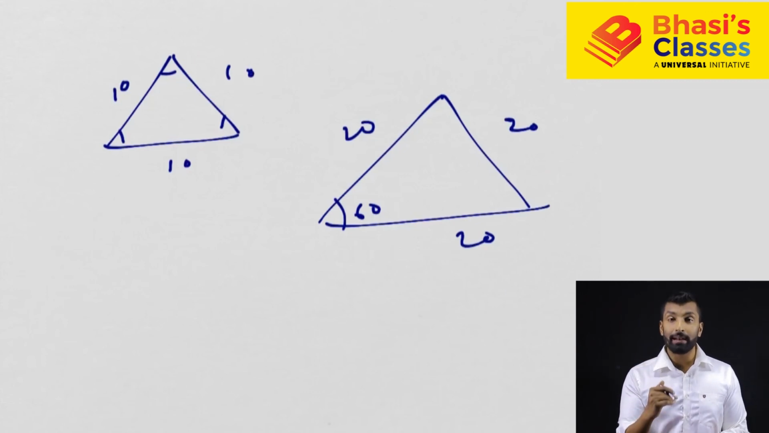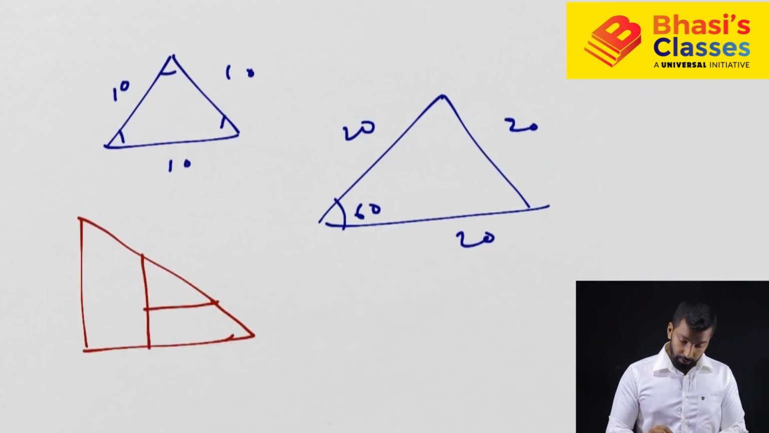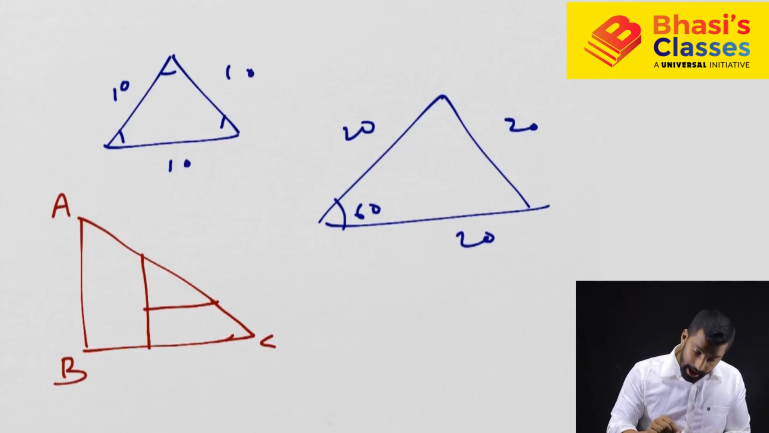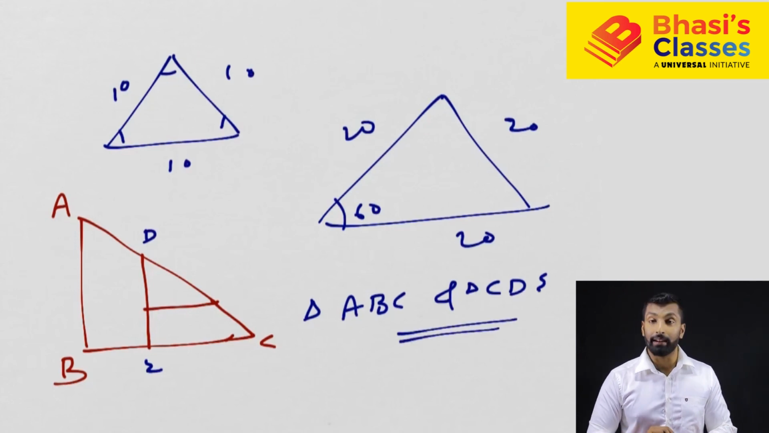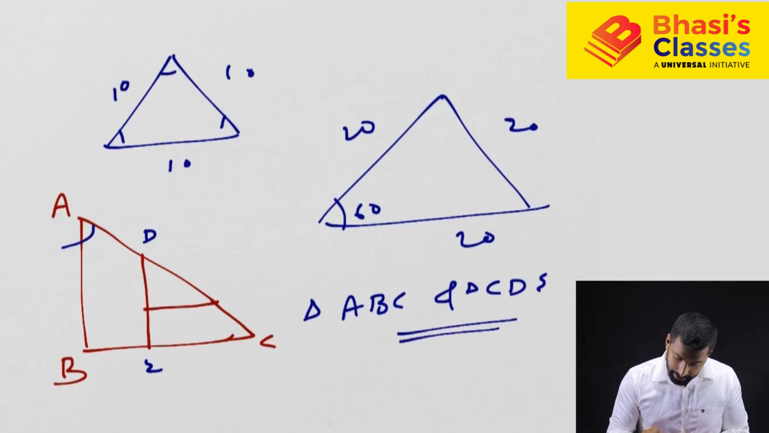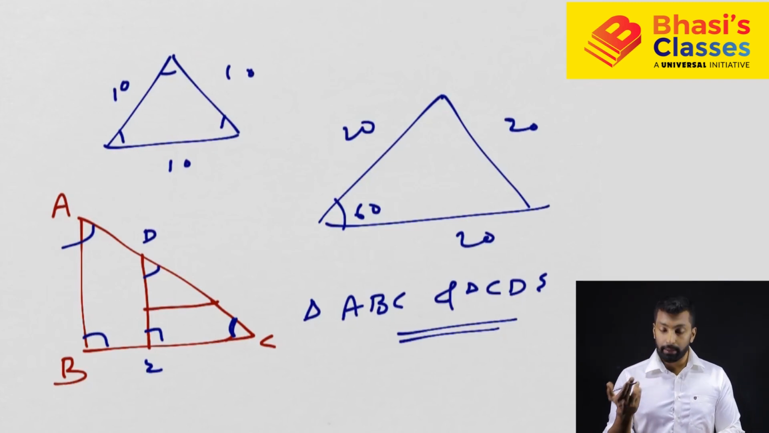But when it comes to similarity, let me give you a very simple case. If you take this ABC, that's a big triangle, and also if you take CDE, so ABC triangle and CDE triangle are both similar. The reason is this angle and this angle are the same, this angle and this angle are the same, and this is a common angle, right? So angles are the same but lengths are different, so we call it a similar triangle.